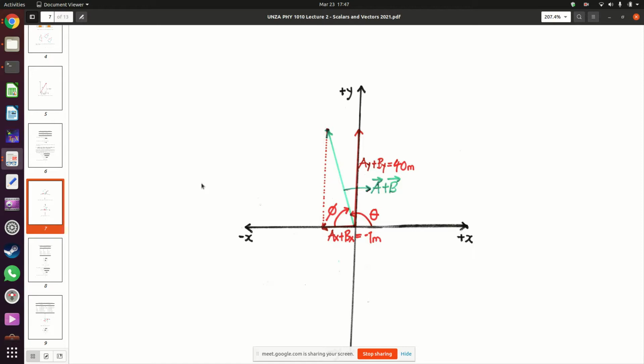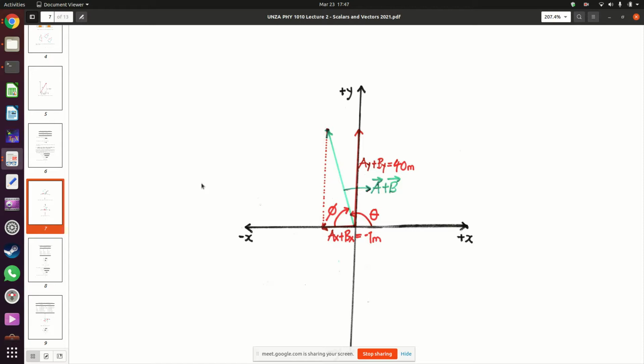There's no point where you can find it's lesser than the other. Which one? Like it's not 40 meters. You found the size to be 40 meters, and then Ay plus By as well 40 meters.